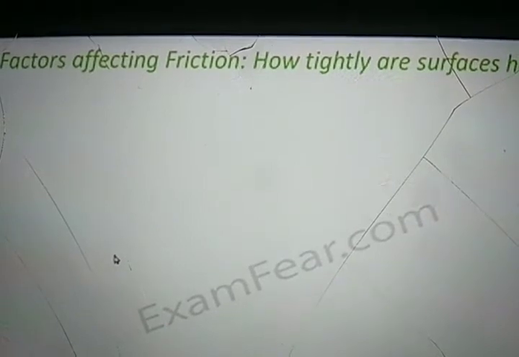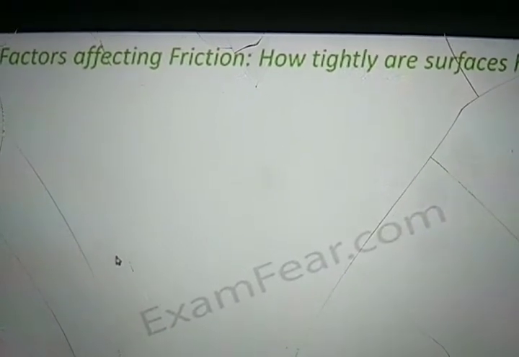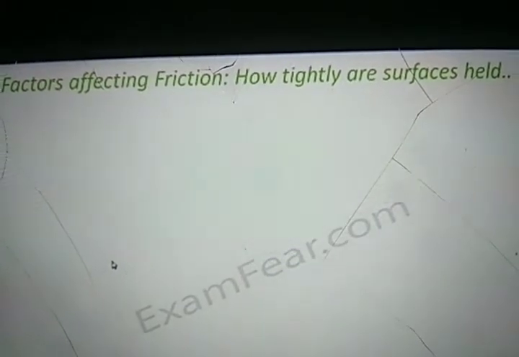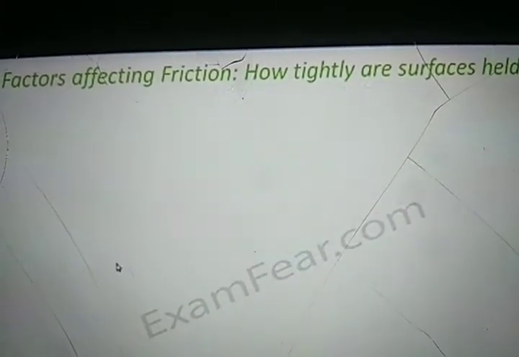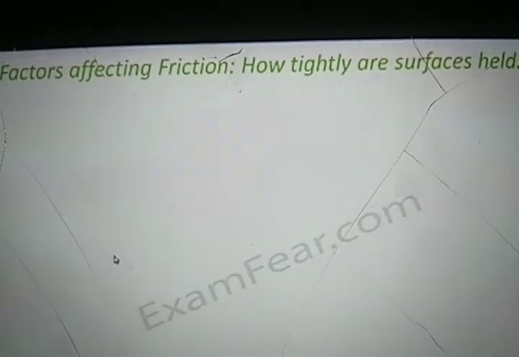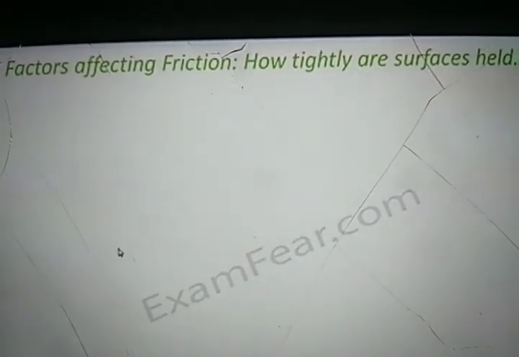So, today in this video, we are going to study how tightly our surfaces are held. We will study this because some factors affect the friction, that is, how tightly our surfaces are held.